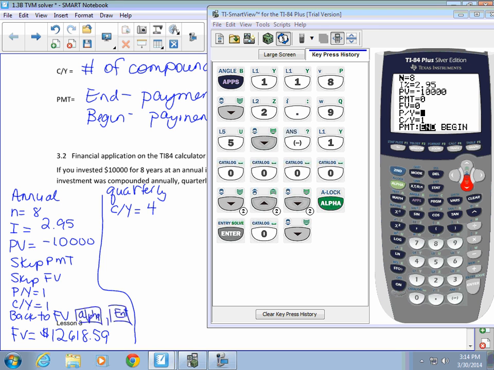So we're doing it once a year, but it's 1 year's worth, and it's 4 times per year. Again, we're on the end. So once I've done that, I go back up to future value.